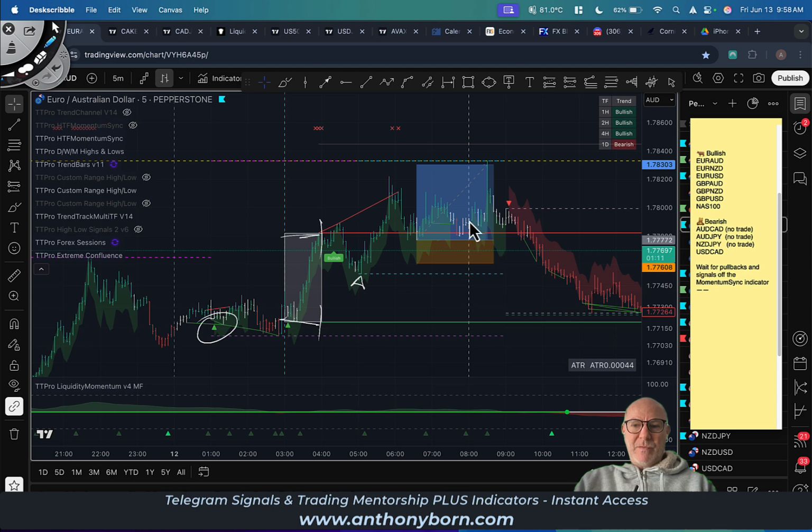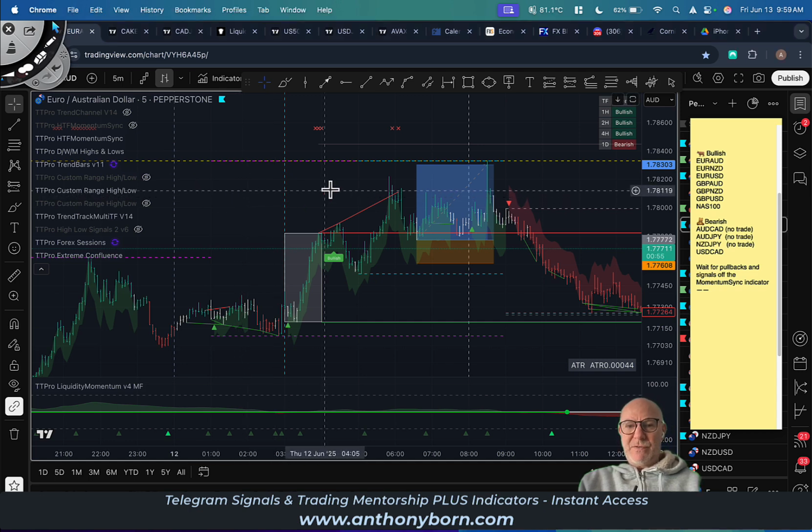That one, not that one. This is into the New York Open. We're looking for the opportunity after the London Open, which is this blue line. By the way, you'll be able to use this as a full tutorial on this strategy.